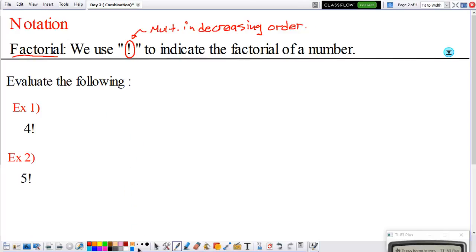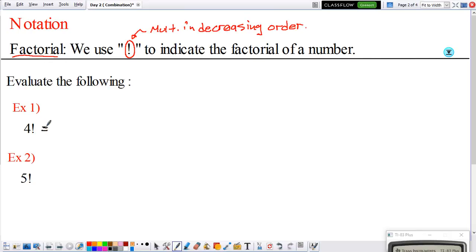Now, what do I mean by that? Well, I think examples are better than just words. So let's see. First, they're asking us to evaluate the following. Notice that here we have 4 exclamation point. But we know that the exclamation sign means factorial. So what this means is 4 factorial. Now they're asking us to evaluate 4 factorial.